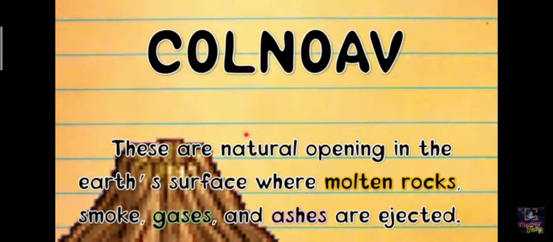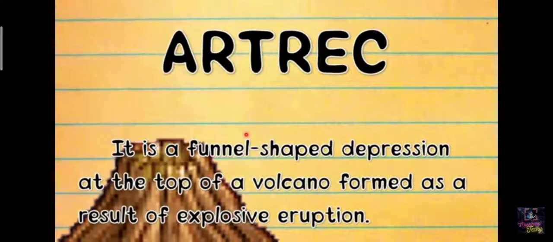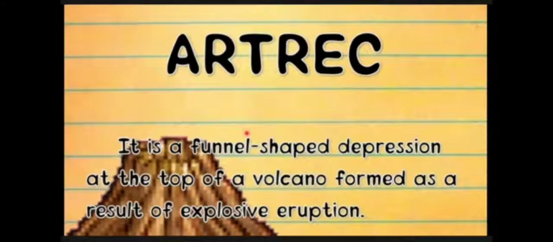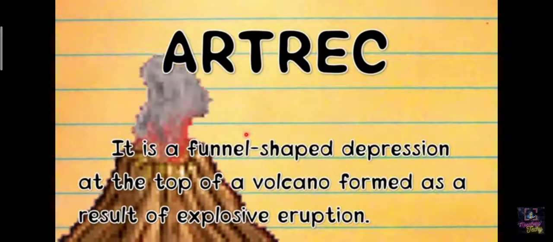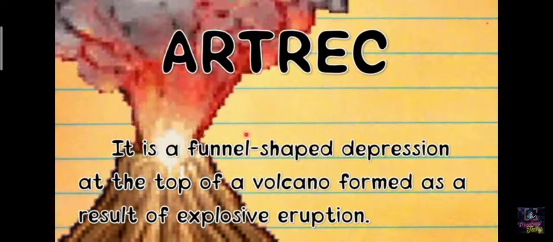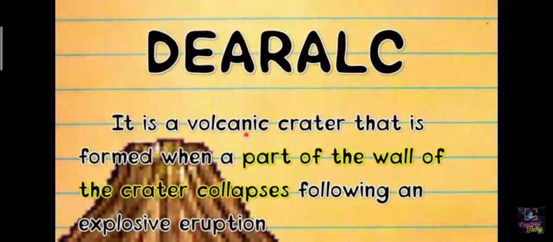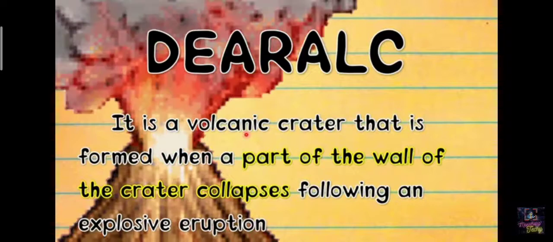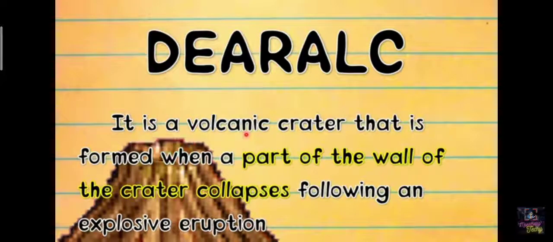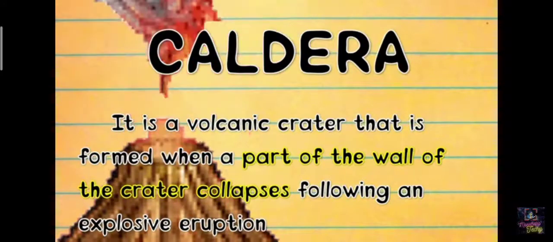Okay, the correct answer is volcano. You got it, class. Very good. It is a funnel-shaped depression at the top of a volcano formed as a result of explosive eruption. The correct answer is crater. Very good. For question number 3, it is a volcanic crater that is formed when a part of the wall of the crater collapses following an explosive eruption. The correct answer is caldera.